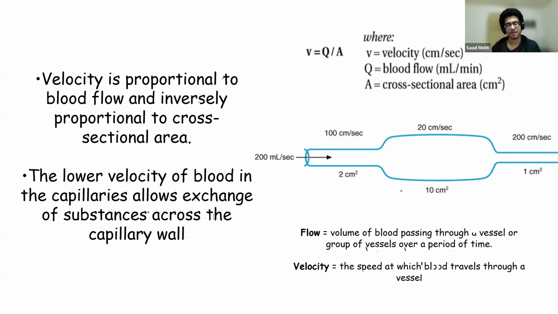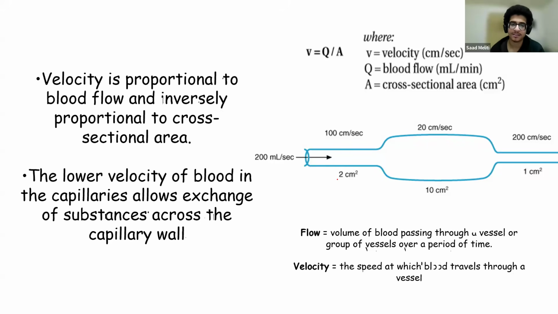Capillaries, if you guys remember, they have the highest total surface area, and this helps them exchange nutrients with organs, okay? So because of this high cross-sectional area, the velocity is going to decrease. So let's take a few examples.